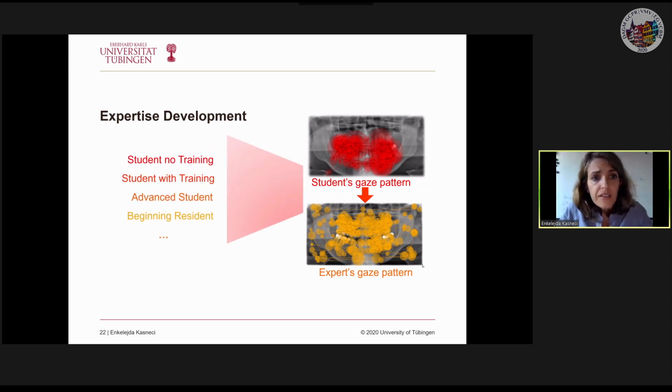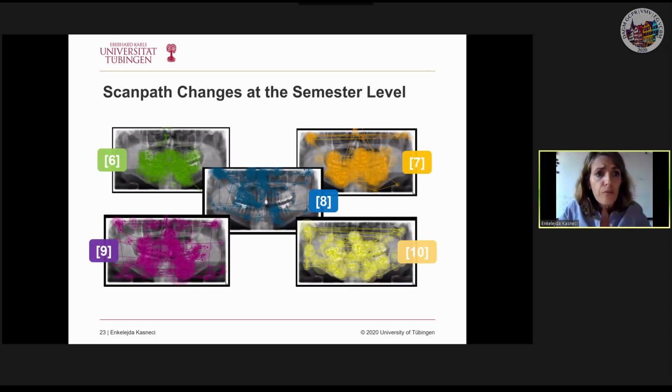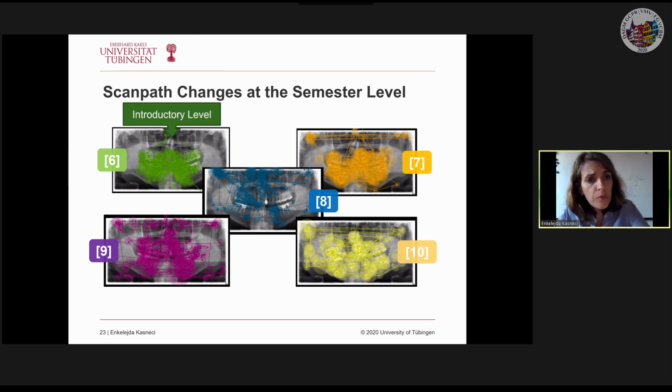But what is most interesting is also the intermediate steps: students that have received training, advanced students and beginning residents, because in order to employ efficient training, we need incremental models. So this is what motivates the incremental model idea. Here you see the introductory level, 6th semester students. They have the anatomical language, but they don't have the perceptual knowledge to look at the images, so they just focus on the salient areas.